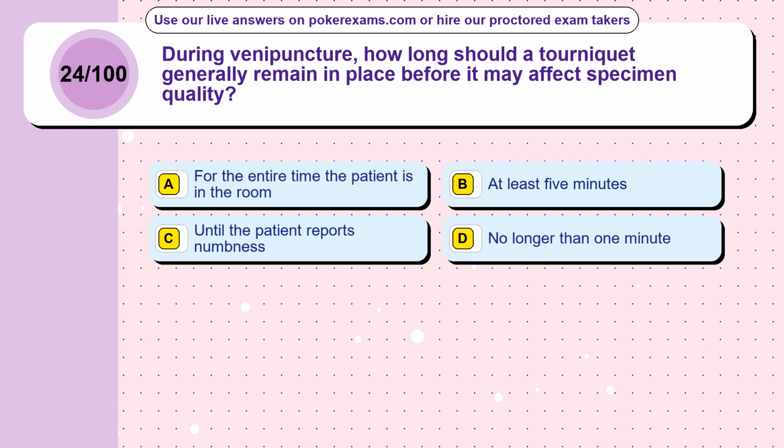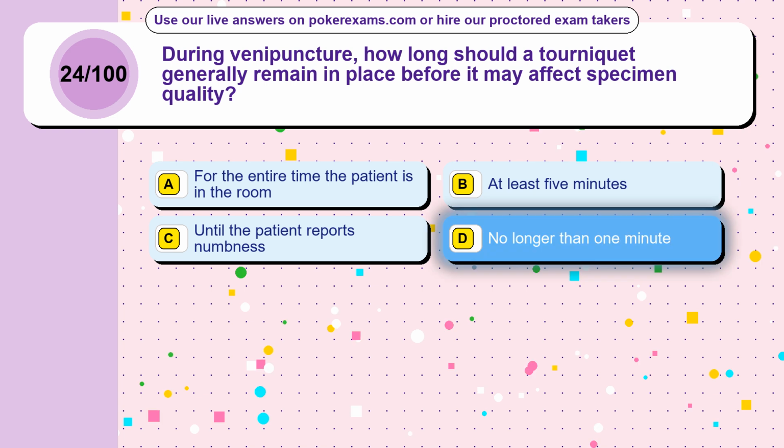Question 24. During venipuncture, how long should a tourniquet generally remain in place before it may affect specimen quality? Option A, for the entire time the patient is in the room. Option B, at least 5 minutes. Option C, until the patient reports numbness. Option D, no longer than 1 minute.